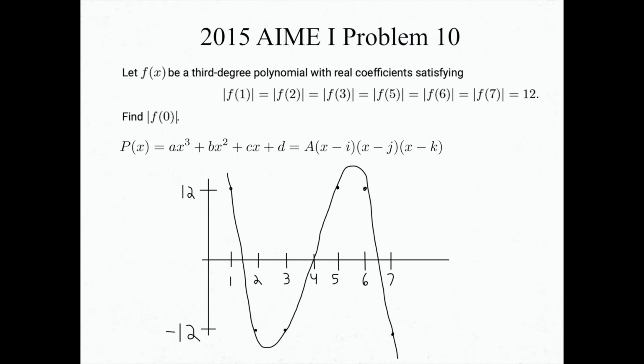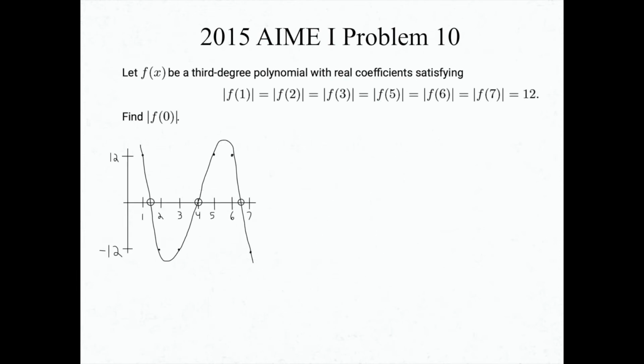Now, looking at this graph, we can easily tell that there are 3 roots. One of them has to be 4 because of symmetry. Now, the other 2 have to be equally spaced to the left and to the right of 4, again because of symmetry. One of these roots is between 1 and 2, and the other root is between 6 and 7. Let me move this graph so we have more room, and we can see that we can rewrite f(x) as a times (x minus 4) times (x minus (4 minus b)) times (x minus (4 plus b)).